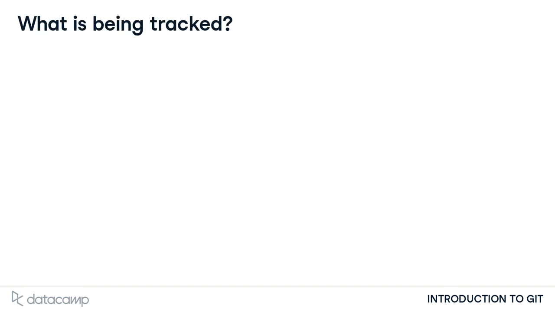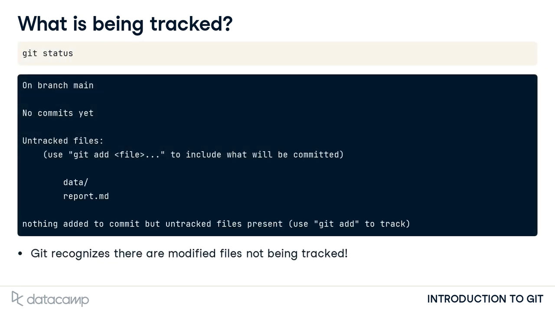Something interesting happens if we check the status of the repo. We can see Git has immediately recognized that there are modified files not being tracked by Git. In this case, the report.md file and files within the data subdirectory. The output encourages us to start tracking these files using Git. We'll discuss how to do this in the next video.